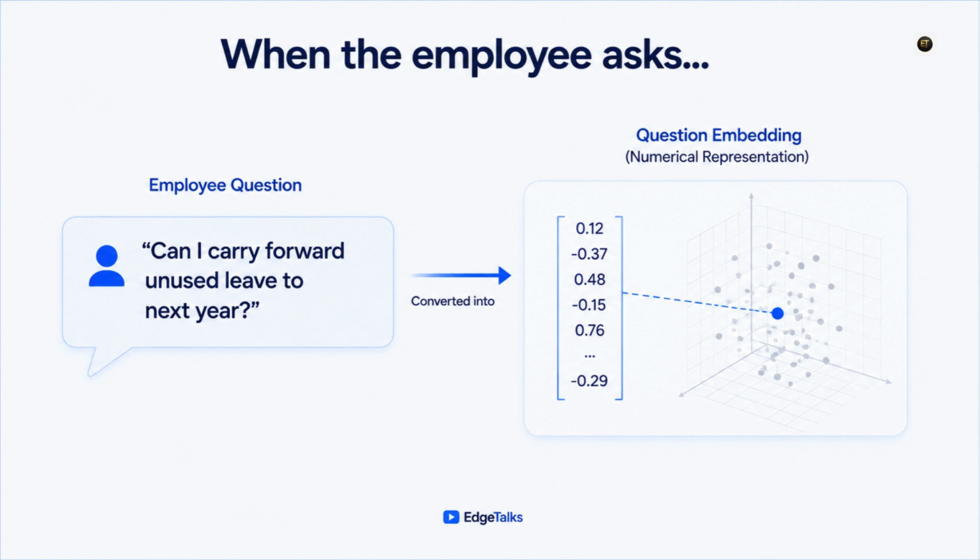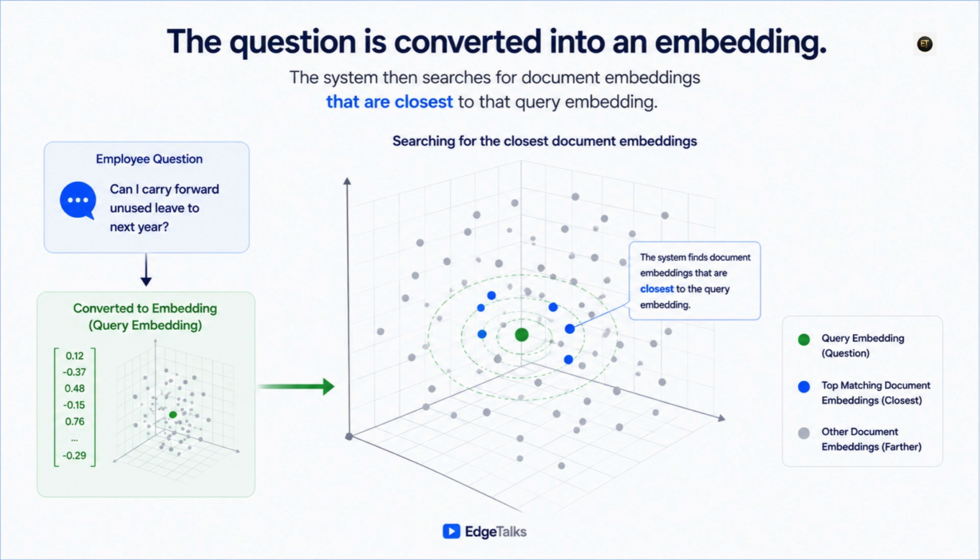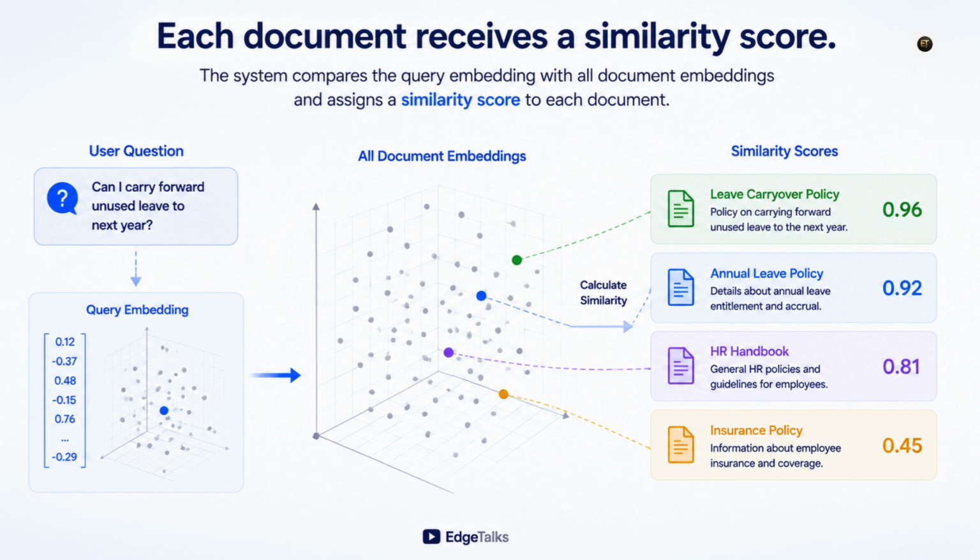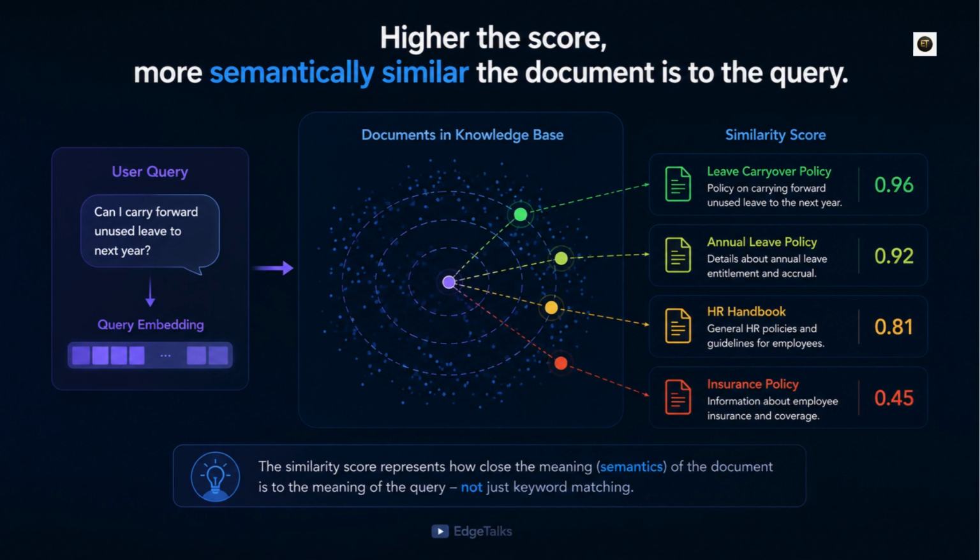When the employee asks, "Can I carry forward unused leave to next year?" the question is converted into an embedding. The system then searches for document embeddings that are closest to this query embedding. Each document receives a similarity score. For example, leave carryover policy, annual leave policy, HR handbook, insurance policy, all of these receive a similarity score. The higher the score, the more semantically similar the document is to the query.